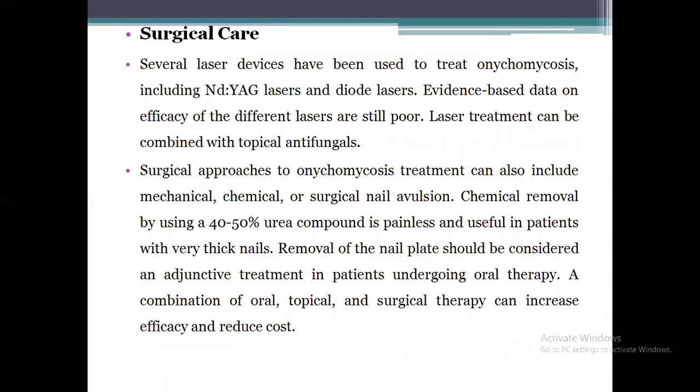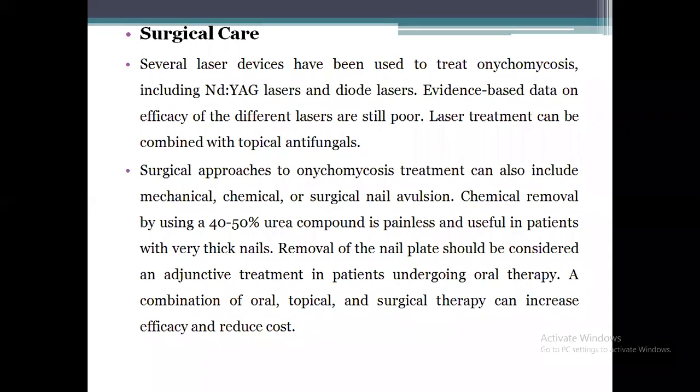We also have another option of surgical care. Several laser devices have been used to treat onychomycosis, including Nd:YAG lasers and diode lasers. Evidence-based data on the efficacy of different lasers are still poor. Laser treatment can be combined with topical antifungals. They can be used together.